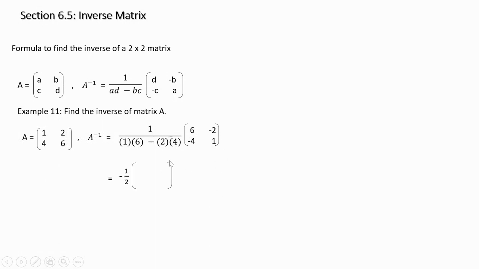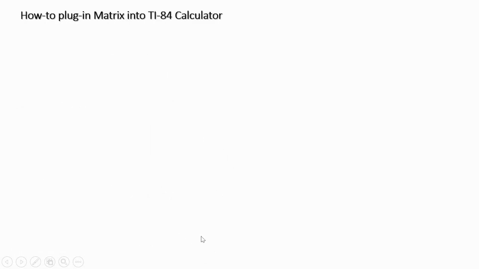Remember, this was 1/2, right? This is because 6 minus 8 is negative 1/2. So we multiply negative 1/2 times every term. We get negative 3. We get 1. We get 2, and we get negative 1. That's my inverse. And this is how you find the inverse, which I believe is easier than using the Gaussian method, what I did on the previous slide. So this is my result.